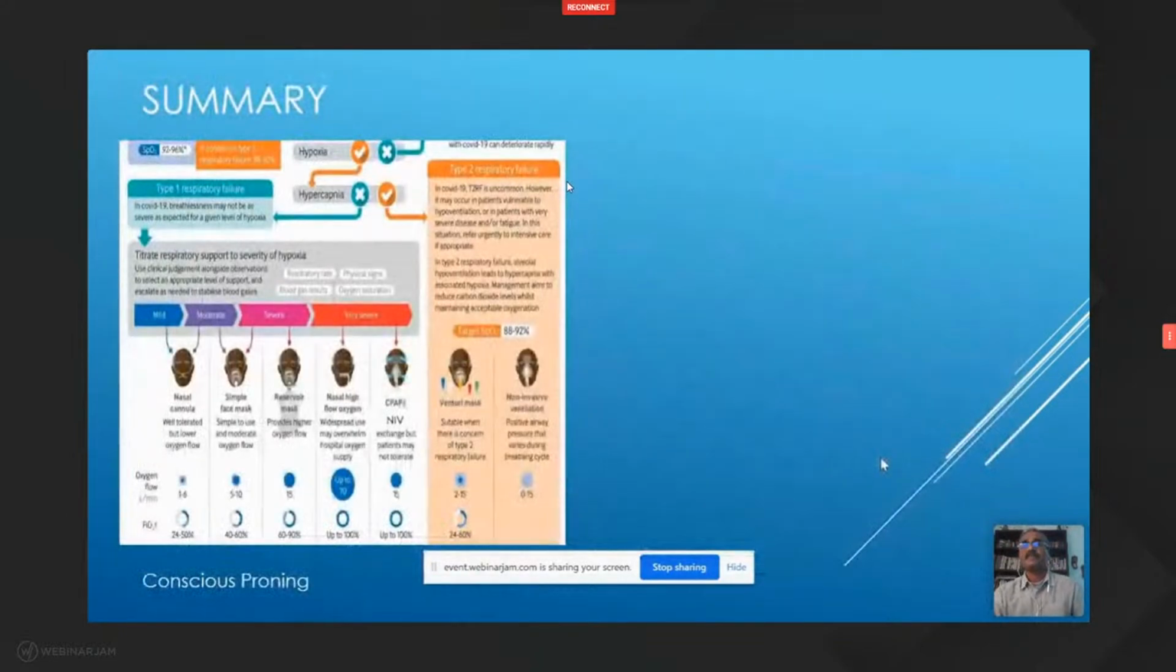So to summarize, in mild to moderate cases, oxygenation can be given by a nasal cannula or a simple mask. If more oxygenation is required, then we give a reservoir mask or a high flow nasal cannula. The next step is CPAP or NIV. In hypoxemic failure, that's the predominant type of failure, along with that, use conscious proning.